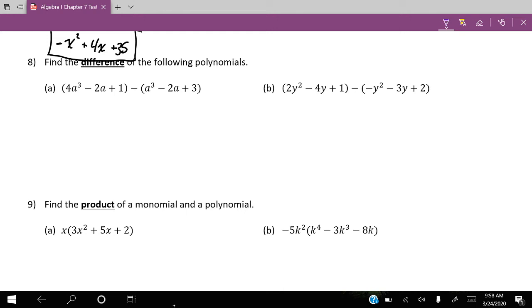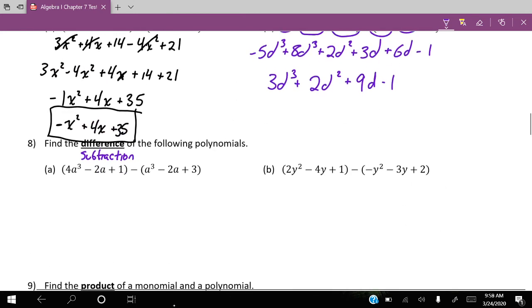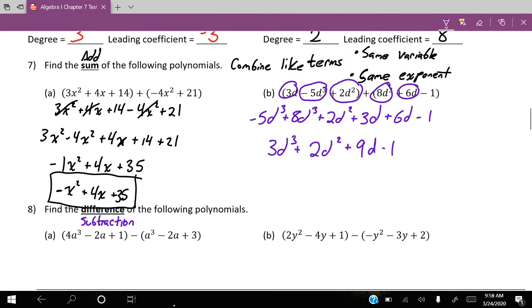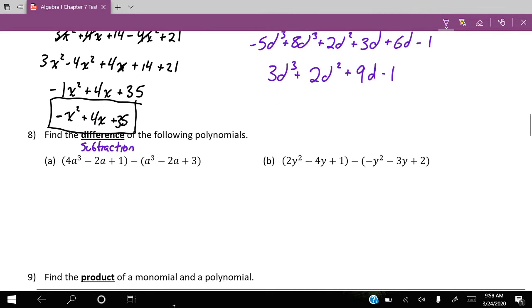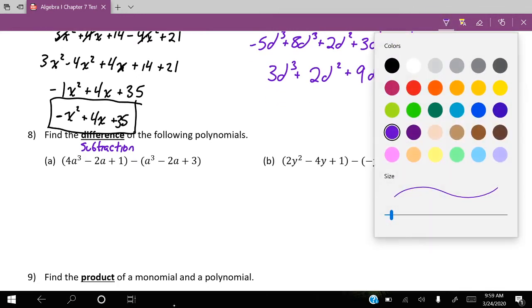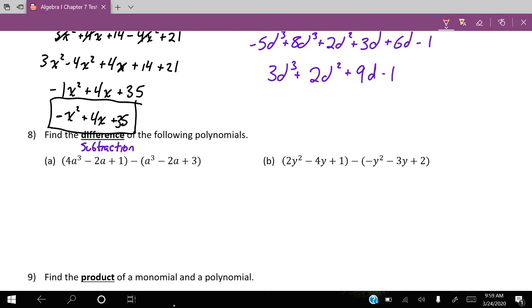All right, so we're going to find the difference of polynomials. If you don't know what difference means, it means subtraction. There's one extra step on this from number 7, doing the sums. Difference is very similar to sums. The only difference is that you're going to go ahead and distribute this negative sign right here.